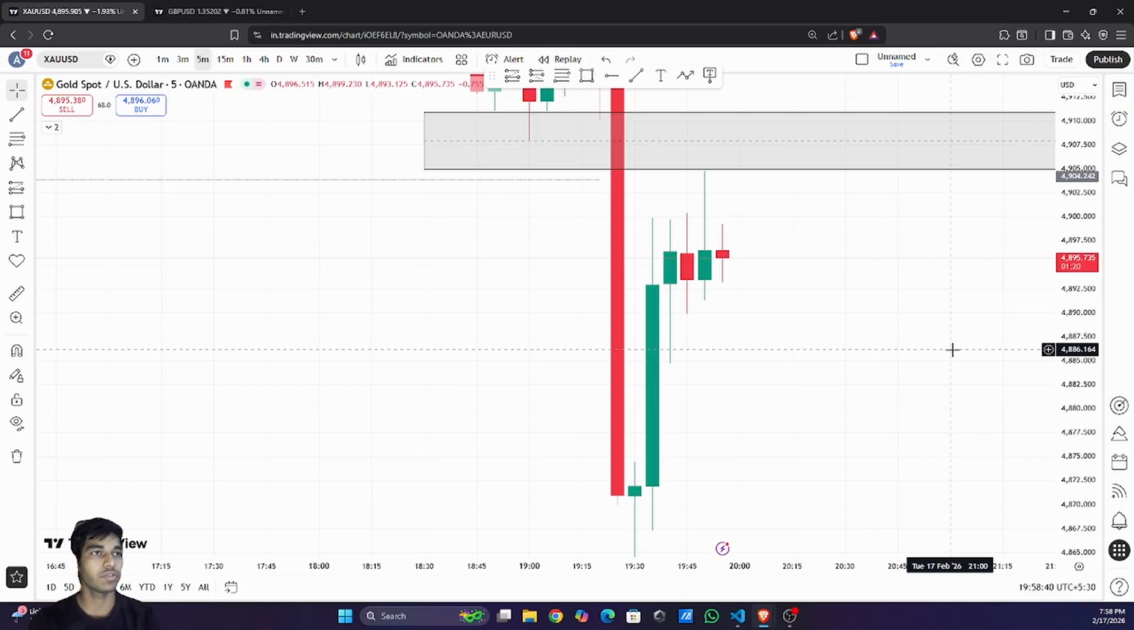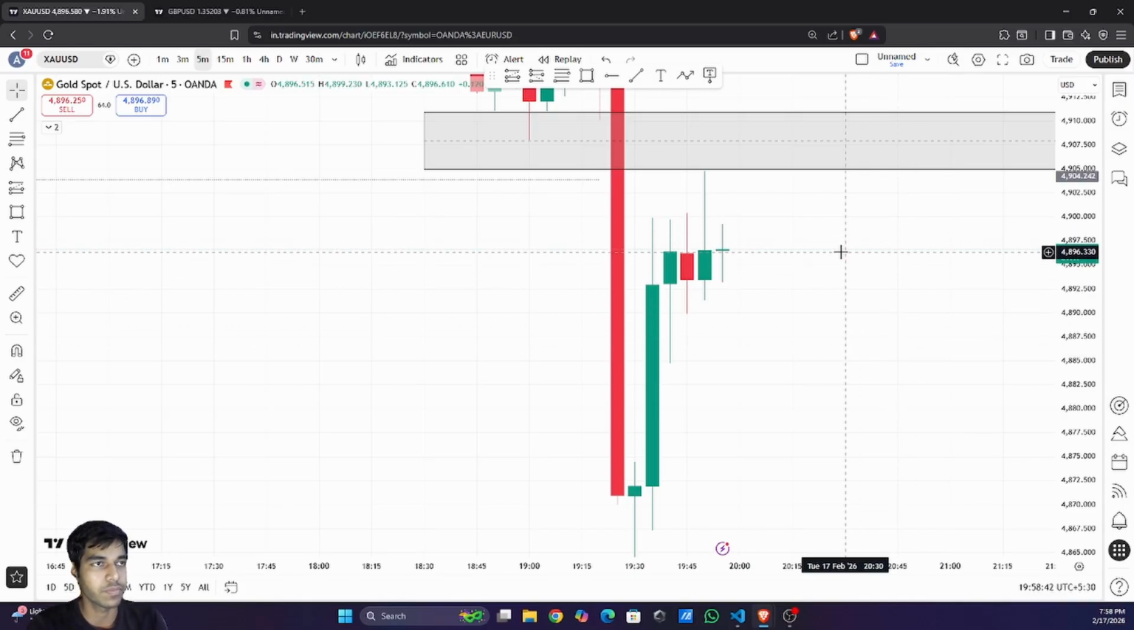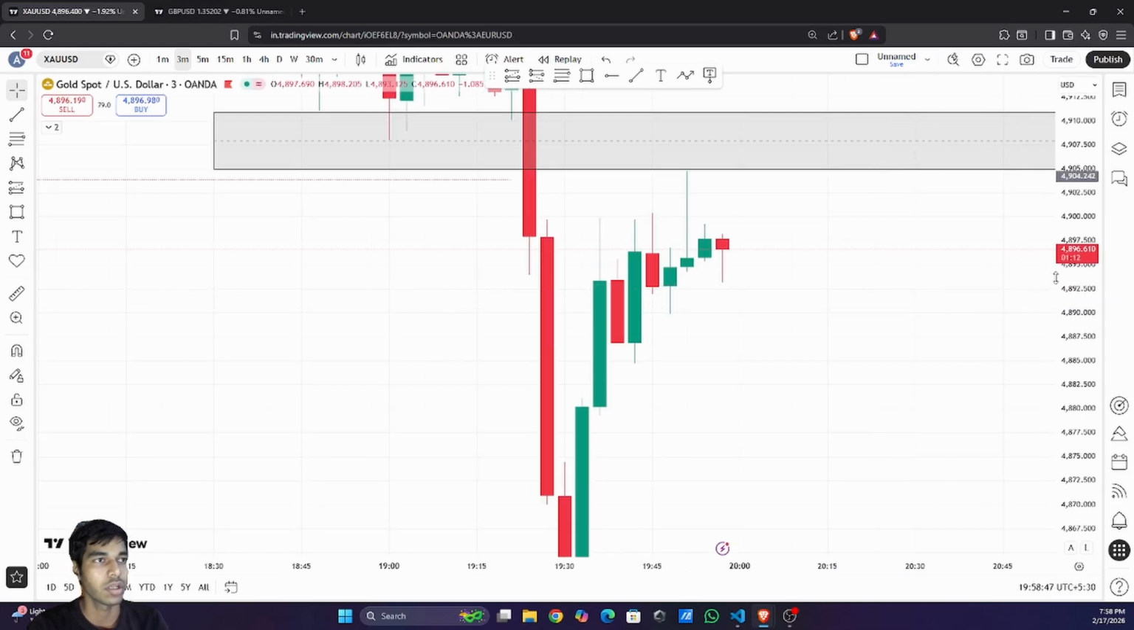What we want is, it has already almost made a 50 minute out of 5 minute. So we can wait for a 5 minute break of structure. 3 minute break of structure is good enough. Or maybe if there is momentum, then I might enter in 1 minute. Let's see. The swing is over here.